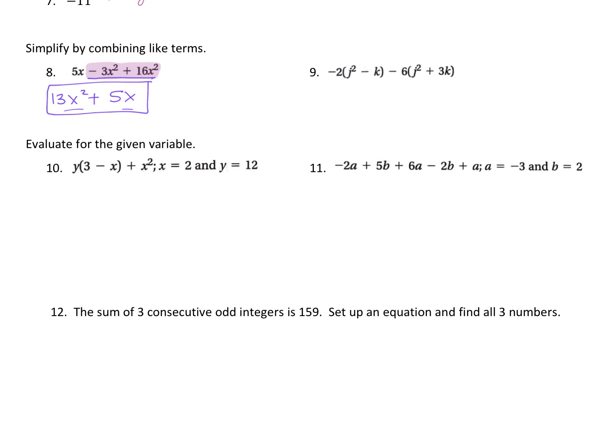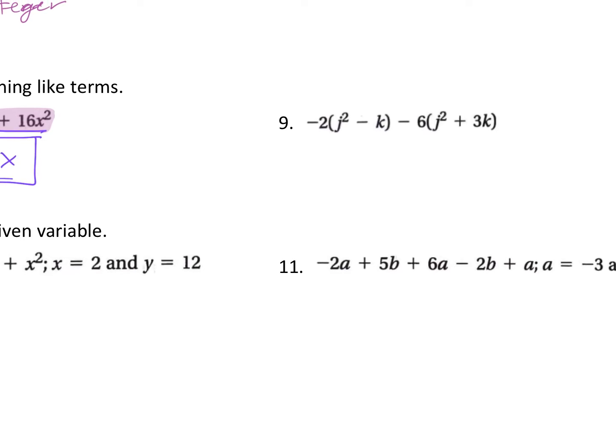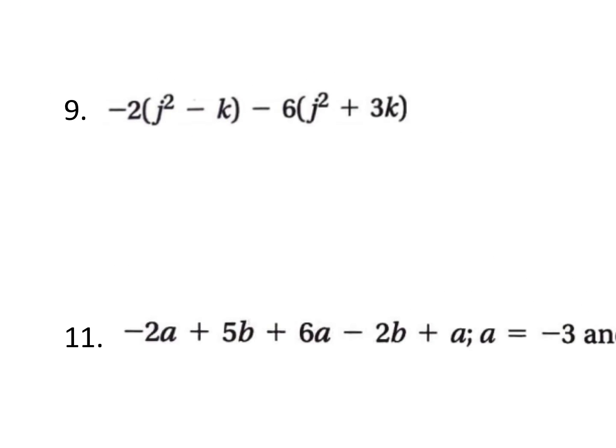Okay, number 9. We are going to do what first? You're going to distribute, okay? This is what a lot of people did wrong on that first quiz. When you distribute a negative 2, first of all, make sure it's going to both parts. And what's a negative times a negative always going to be? A positive. So this is negative 2j squared.